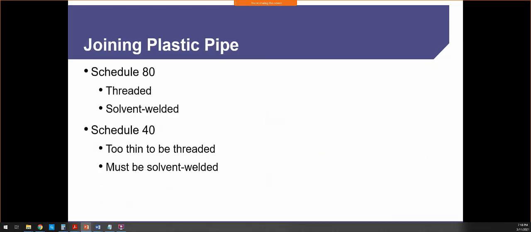All right, a couple of different types. When we were talking about copper tubing, we had different thicknesses. We had the type L, we had the type K. Same thing applies to the plastic. We have a schedule 40, and we have a schedule 80. Okay. Schedule 40, it's too thin to be threaded. It's always going to be solvent welded. Schedule 80 can be threaded or solvent welded. Most applications for us, it's going to be schedule 40. If we're talking about furnaces, that sort of thing, we're going to use that and call it a day.